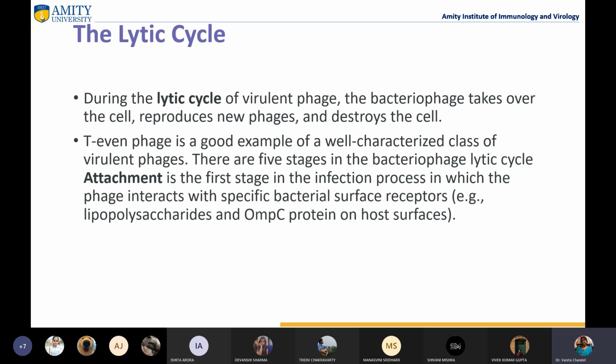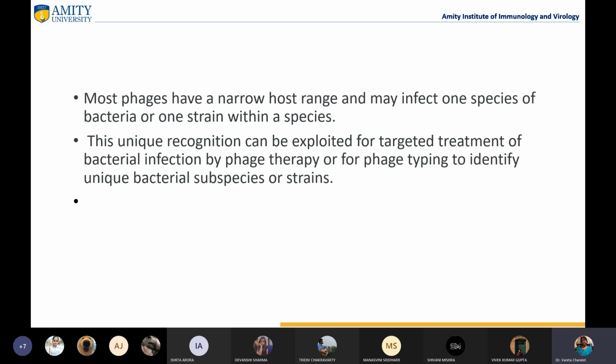So first stage, as we discussed, is attachment. Attachment is always the first stage in the infection process, in which the phage binds with specific bacterial surface receptors. It could be the lipopolysaccharide or certain other proteins present on the host surface. Most phages have a very narrow host range and may infect one species of bacteria or even one strain within the species. So this unique recognition can be exploited for targeted treatment of bacterial infection via phage therapy.